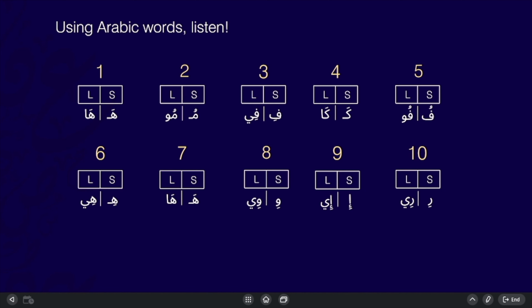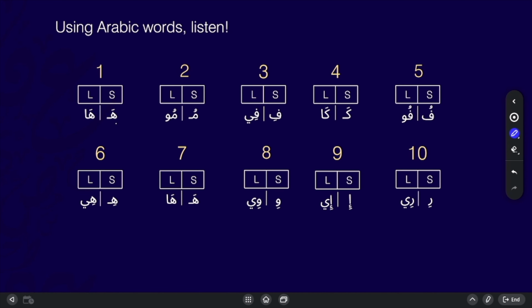Number 1. Again, test the vowels. Can you make it shorter? If you can, then that is a long vowel. If you can't make it any shorter, then that's a short vowel. Listen. Number 1, we're looking at the sound ha. Is it ha or haa? Ham. Is it short or long? 2, we're looking for mu. Is it mu or moo? Moose. Long or short?